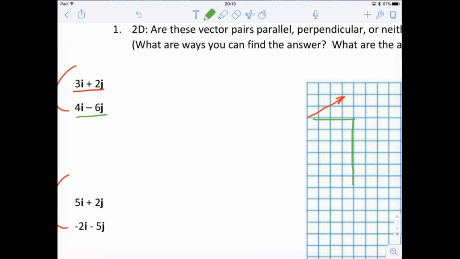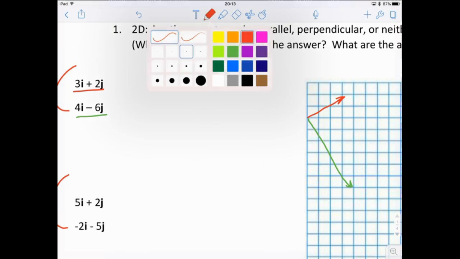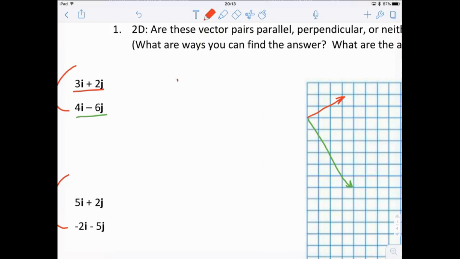Okay, and so that would be that vector. Okay, and so these appear to be perpendicular. Okay, and how can we be sure that they're perpendicular? Well, recall that the slope of a line and the slope of a perpendicular line have this relationship. Okay, so one is the negative inverse of the other.